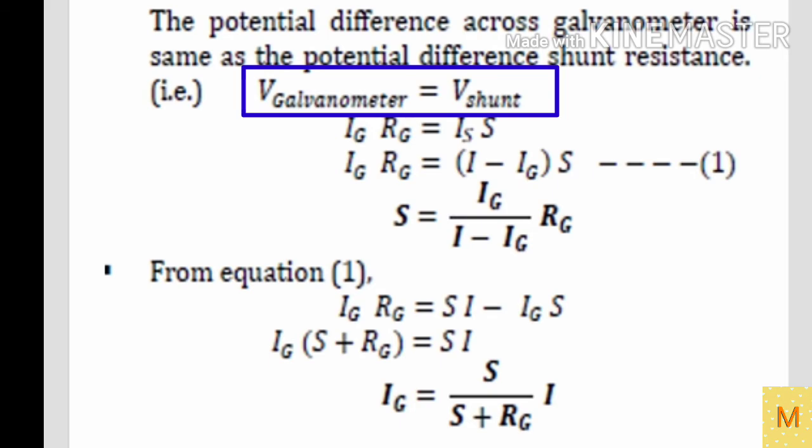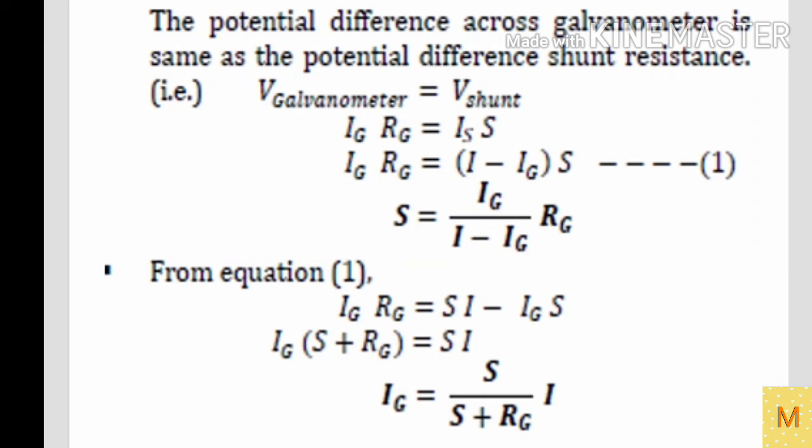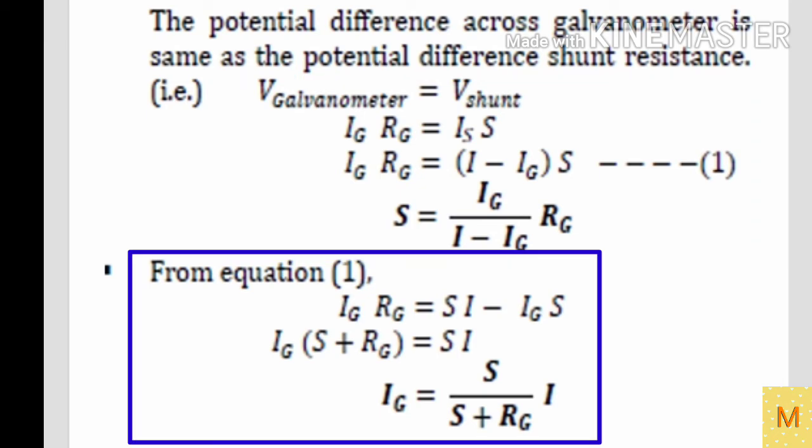Let us imagine the potential difference across the galvanometer is equal to the potential difference across the shunt resistance. So that we can write V galvanometer is equal to V shunt, which is equal to IgRg is equal to Is into capital S. Here Is on the right hand side is replaced by I minus Ig, so that the equation becomes IgRg is equal to (I minus Ig) into capital S, where capital S is equal to Ig by (I minus Ig) into Rg.